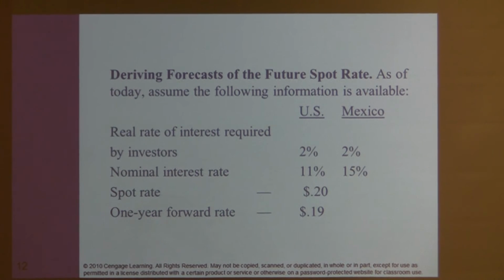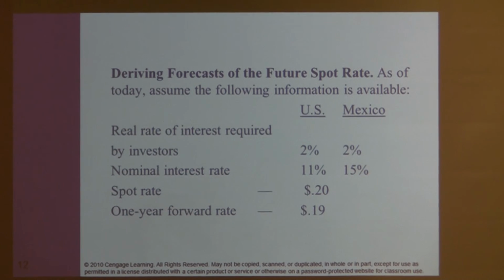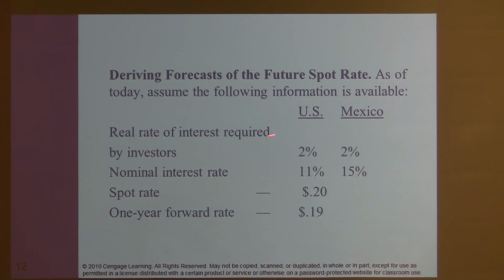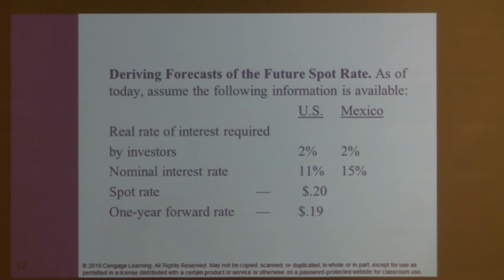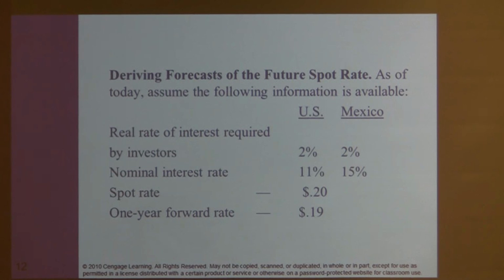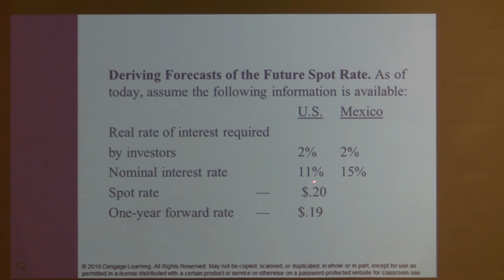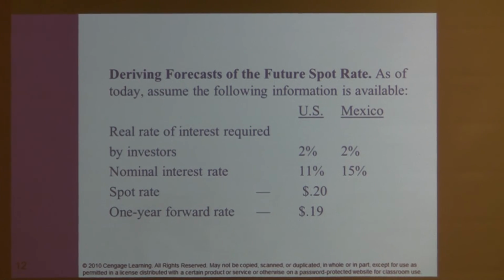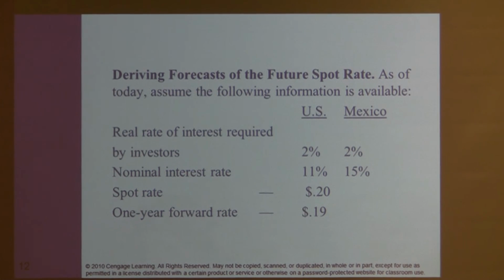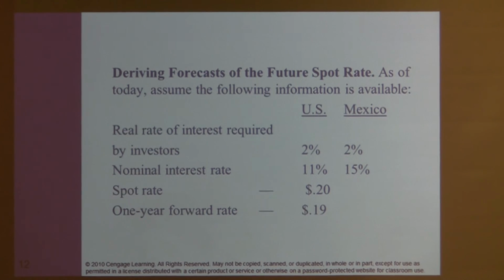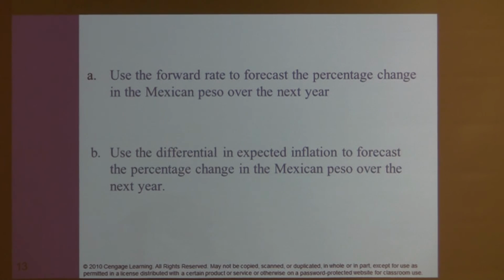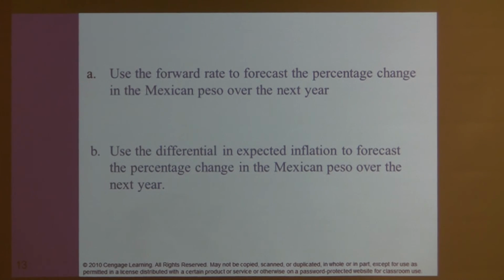Now, perhaps you can get a problem like this in the exam. As of today, assume the following information is available. The real rate of interest required for investors is 2% in the US and Mexico, and the nominal interest rate is 11% and 15%. The spot rate is 0.2, and the 1-year forward rate is 0.19. This is the information you have. Use the forward rate to forecast the percentage change in the Mexican peso over the next year.